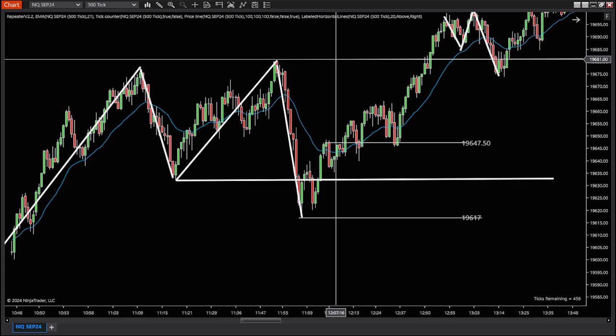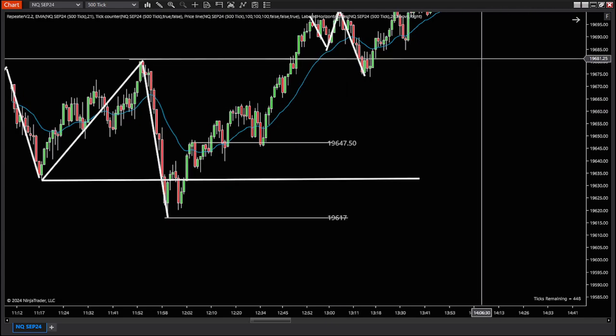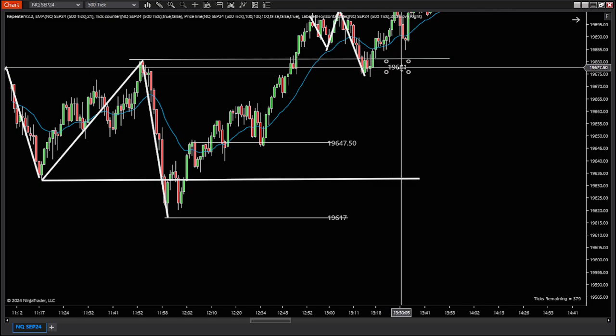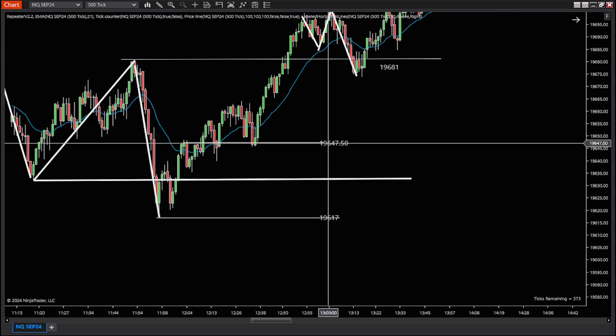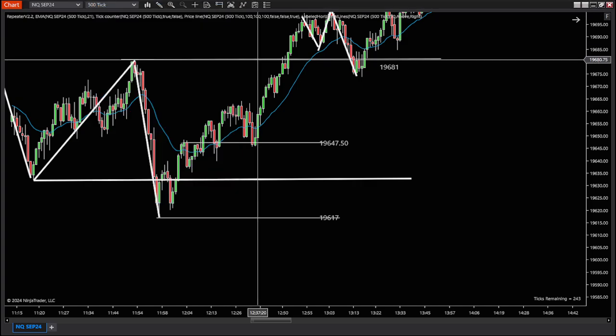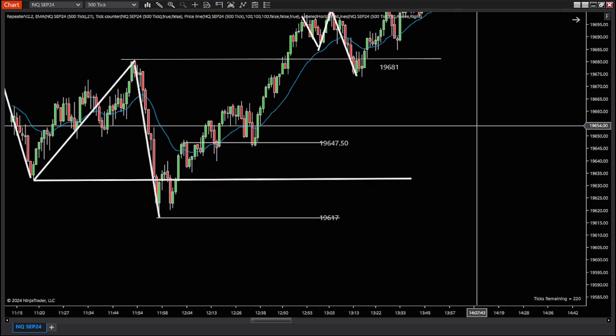First scale out is up here at about 19,681. And we're talking about, look at that reward. It's a nice reward in comparison to that risk. 81 minus 47, 34 times 20, $680, right? So you're getting more of a reward on this one. So that's your first scale out.